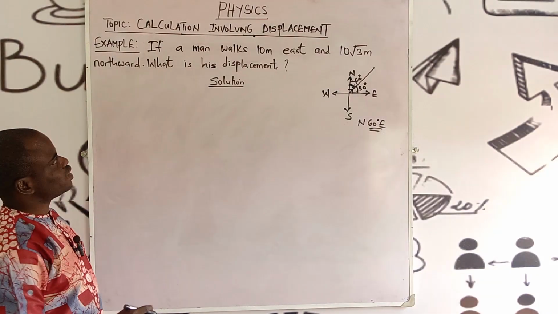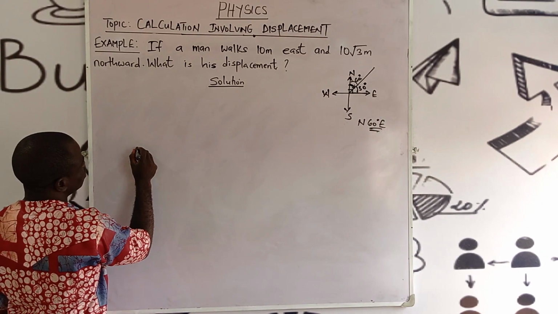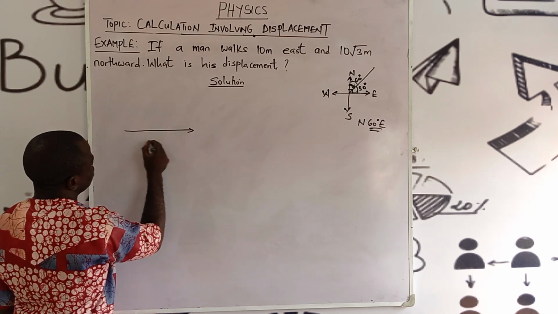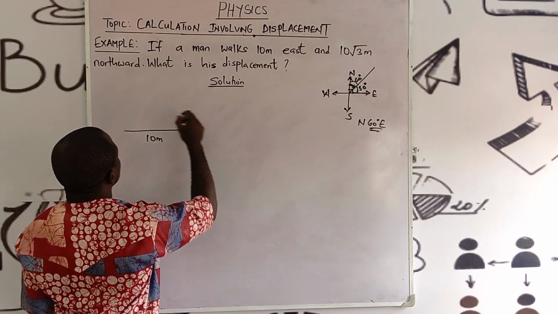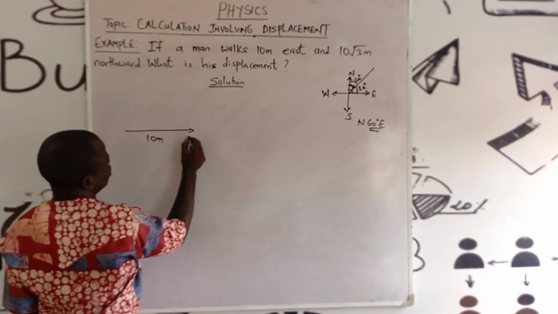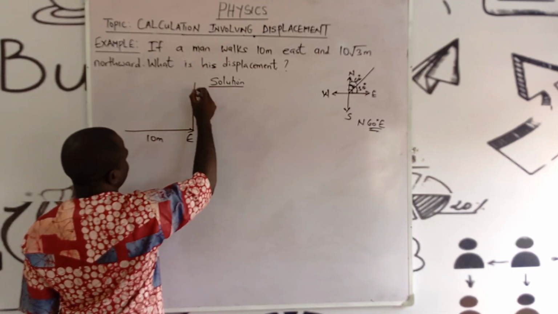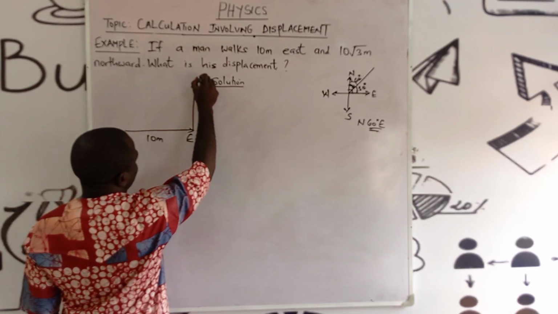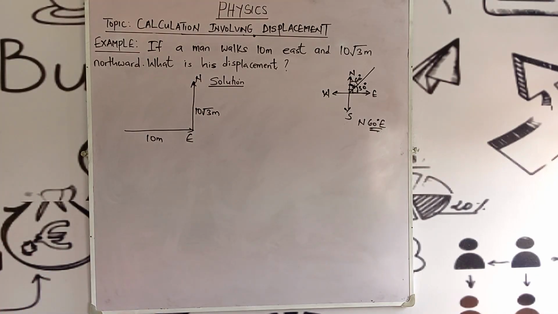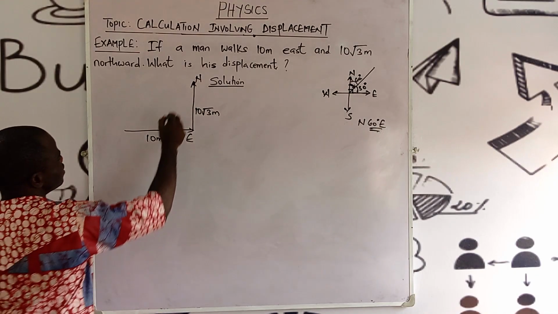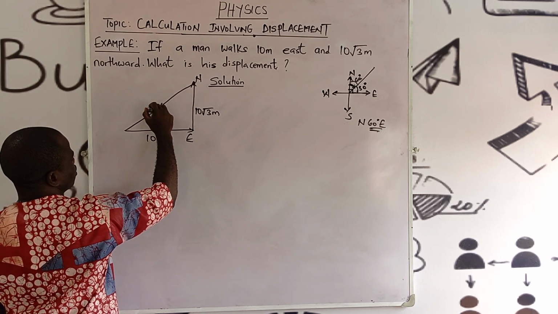Okay, now let's see what's here. A man walks 10 meters east, this is your east, and 10 root 3 meters northward. This is your north, this is your east. Then you continue 10 root 3 meters northward. What is displacement? Displacement is this, which is the resultant.